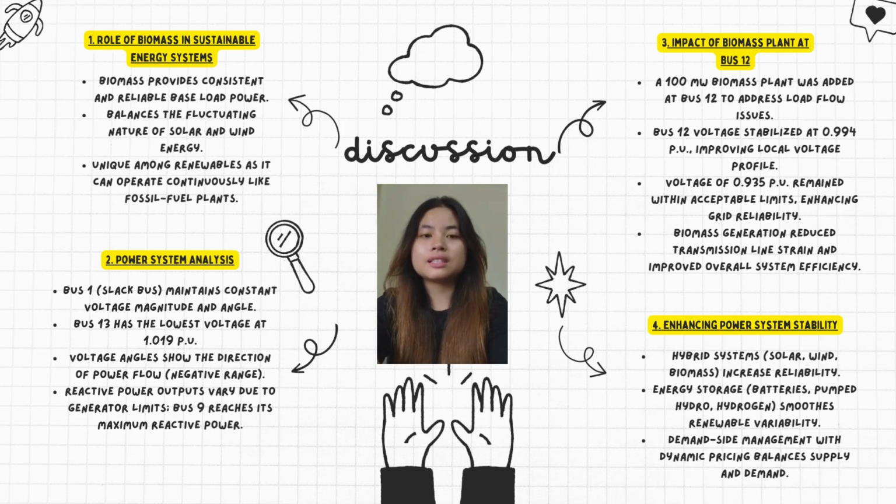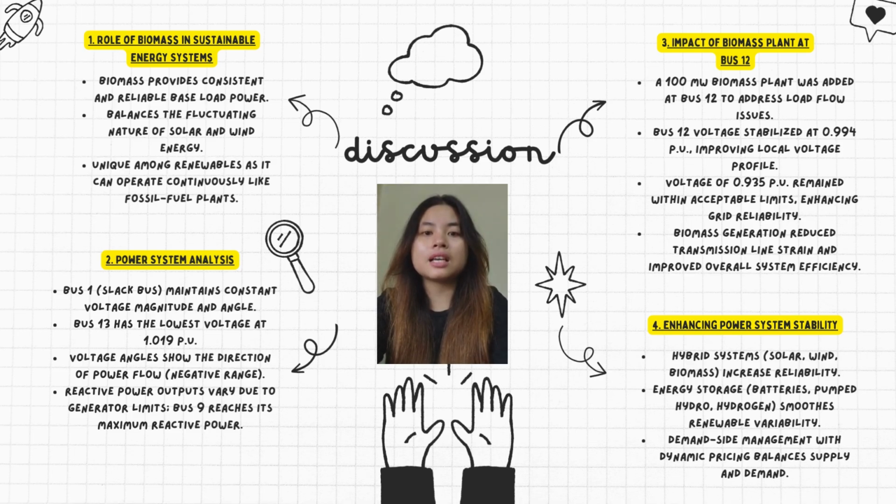Second one is power system analysis. Bus 1, as we know, is the slack bus, which maintains constant voltage magnitude and angle. We can see that reactive power output varies due to generator limits, with bus 9 reaching its maximum reactive power. Next, the impact of the biomass plant at bus 12. Bus 12 voltage stabilized at 0.994 per unit, improving the local voltage profile.